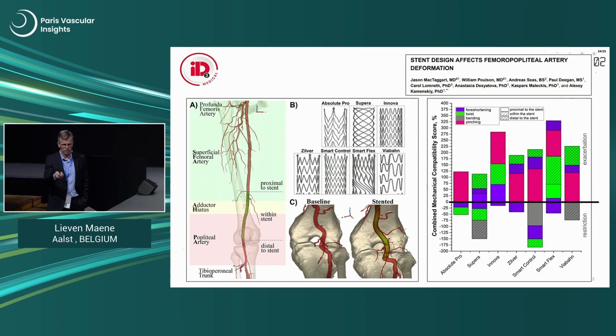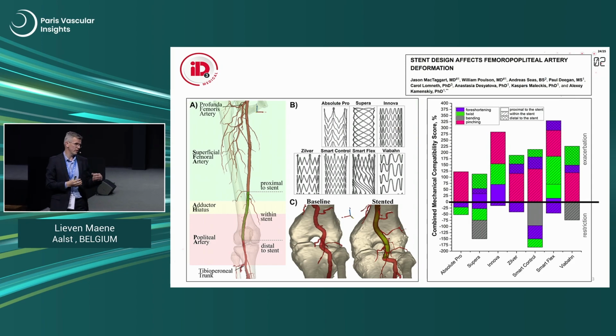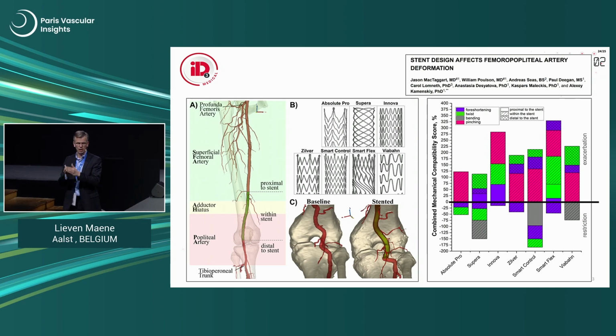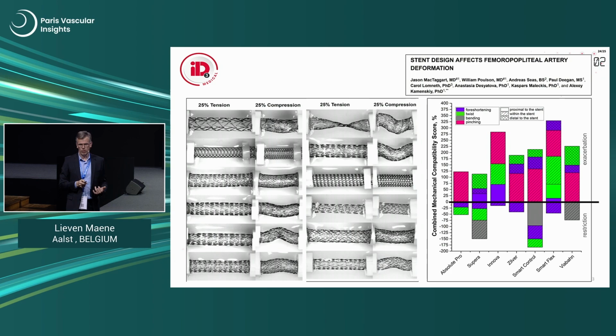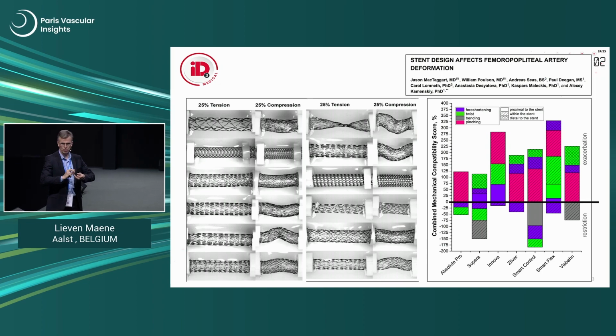And I will not explain the difficult graph over there. It just means that all that is above the zero line is aggravated by the stent. So, for example, at the end of a stent, when the stent is that stiff, you really get pinching and kinking. What is below the zero line is restricted by the device. I'm just going to show some engineering images. I think they speak for themselves. If you see certain devices, when you get 25% of tension or compression, they behave completely differently.